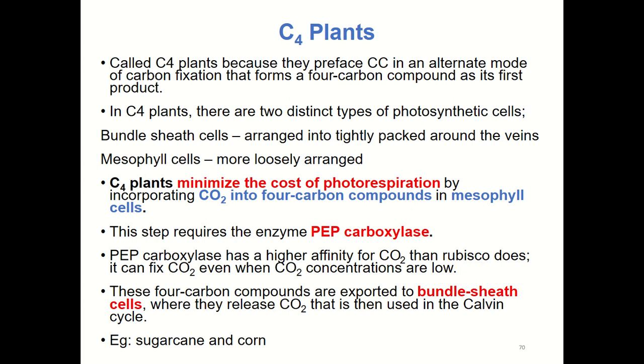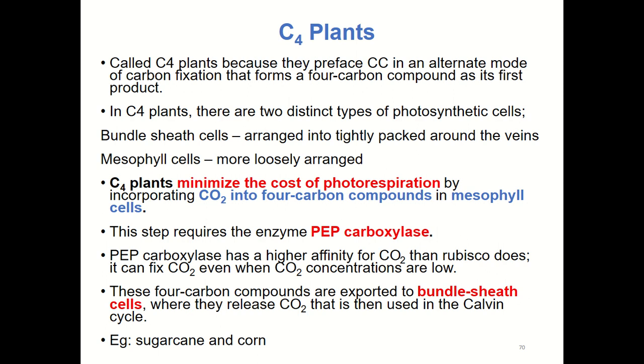For C4 plants, they are called C4 plants because they preface the Calvin cycle with an alternate mode of carbon fixation that forms a 4-carbon compound as its first product of carbon fixation. So in C4 plants, there are 2 distinct types of photosynthetic cells, which are bundle sheath cells that are arranged very tightly packed around the vein, and also mesophyll cells, whose structure is more loosely arranged.